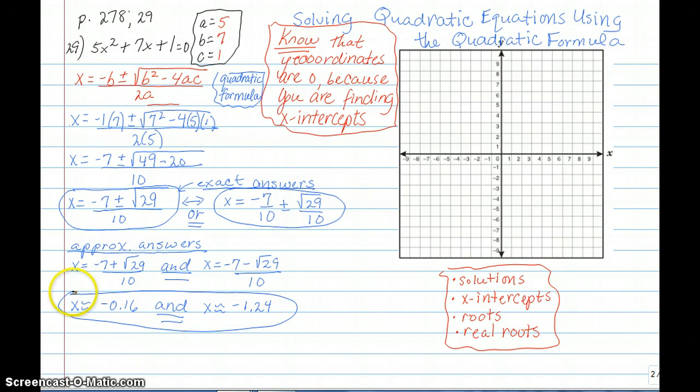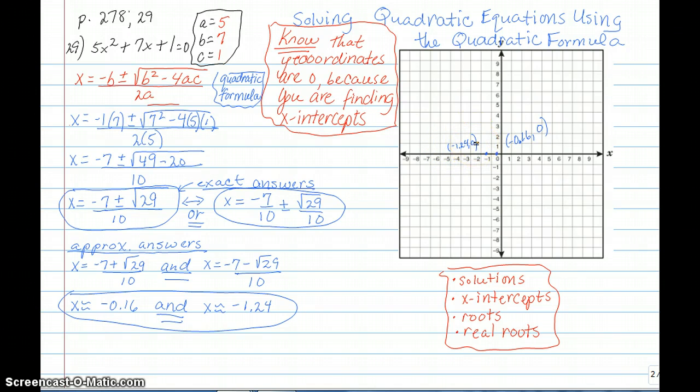These are approximates. Now let's look at what they look like on the graph. I know you're not asked to graph usually, but you need to understand how this works. So negative 16 hundredths would be just to the left of 0, and that would be negative 16 hundredths, 0. And then negative 1.24 is just to the left of negative 1. Those are your x-intercepts.